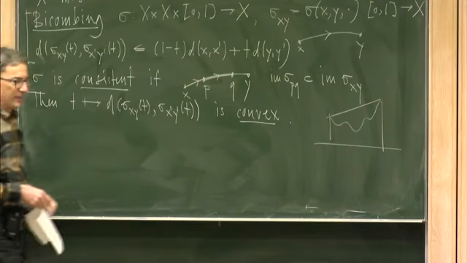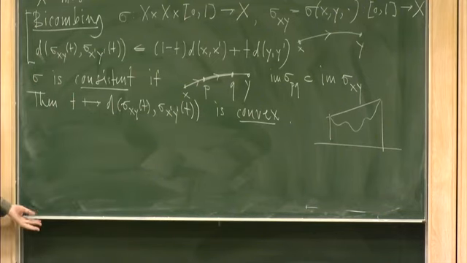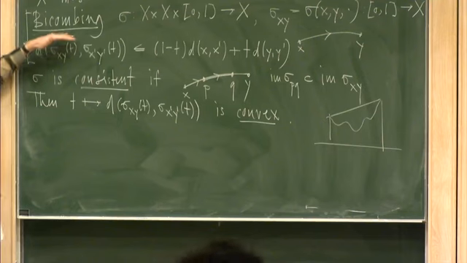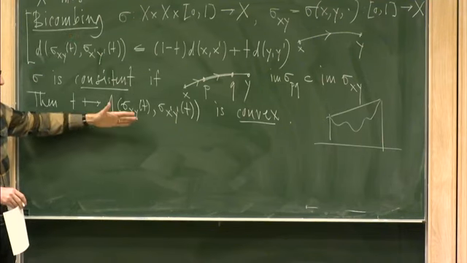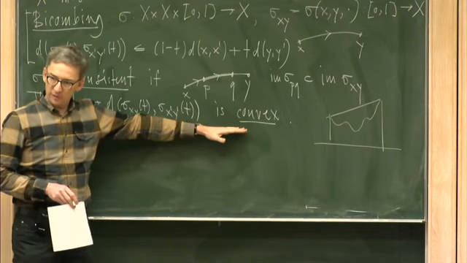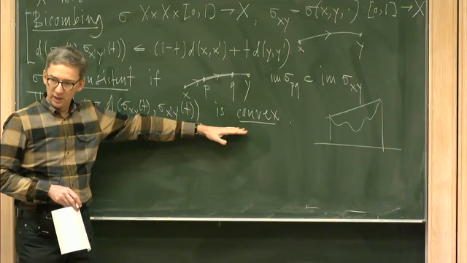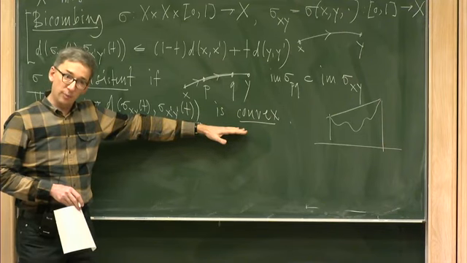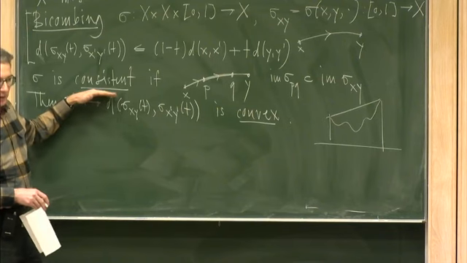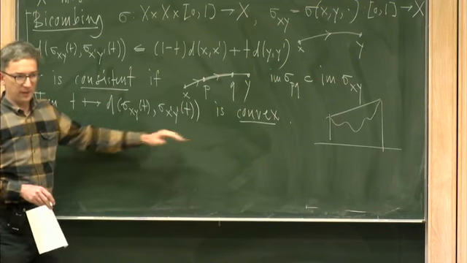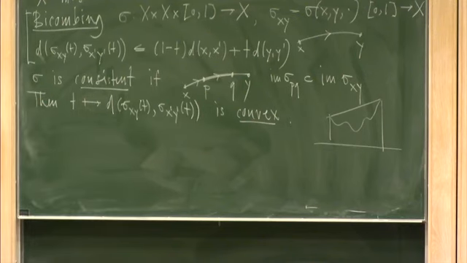So there are actually three different types of bicombings. There's the weakest form, this form here, and then it might happen that the function is actually always convex, but the bicombing is not consistent. And the strongest version is if the bicombing is consistent, then it's convex. Okay, I'll write down the hierarchy later on.